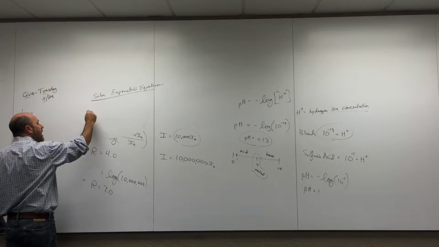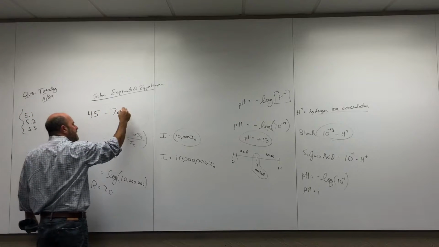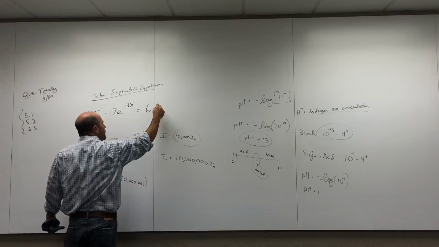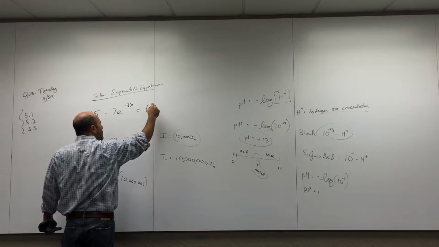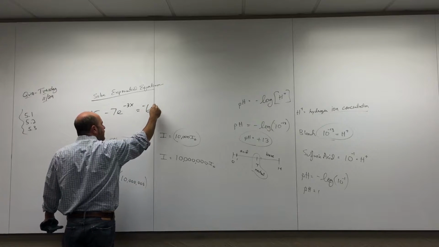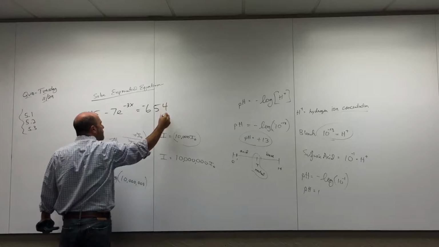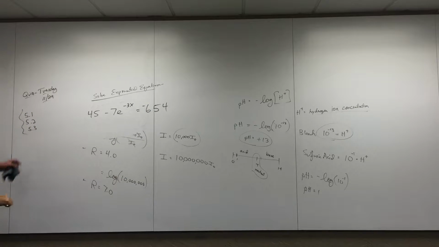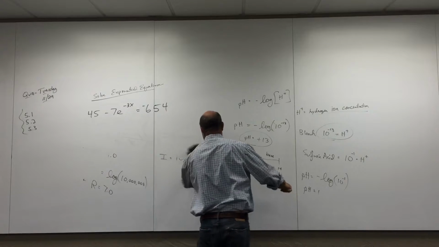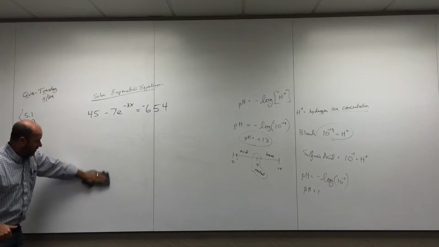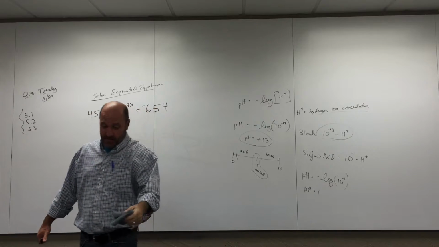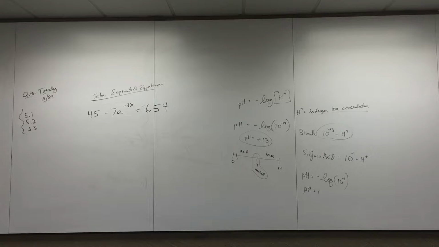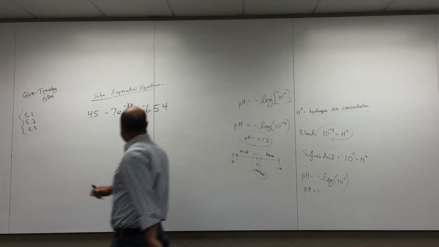Here's one. I'm making one up here. 45 minus 7e to the negative 3x equals negative 654. All right, I just made that up. This is kind of crazy. But what do I want you to do? I want you to solve the equation. Of course, that means solve for x. So, you know, that's algebra. I want to solve for x. Okay, solve for x. Any ideas?